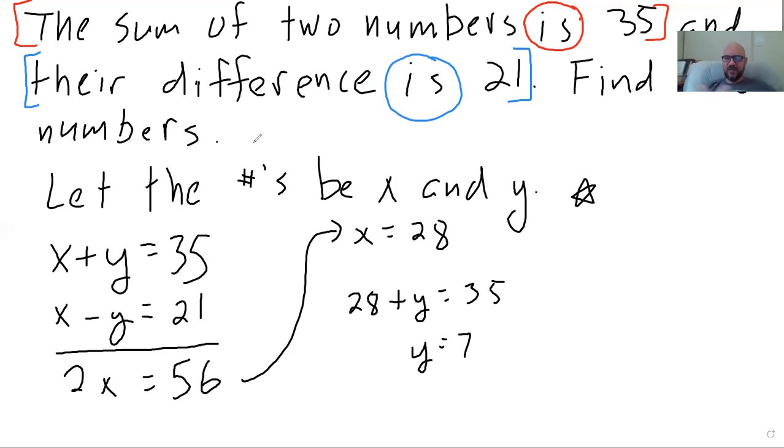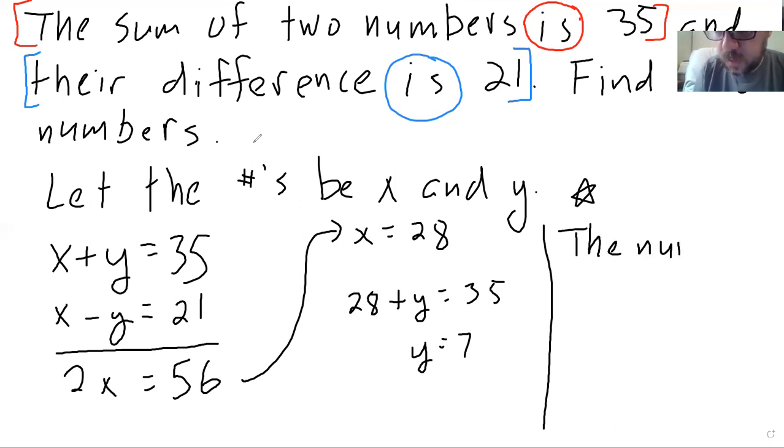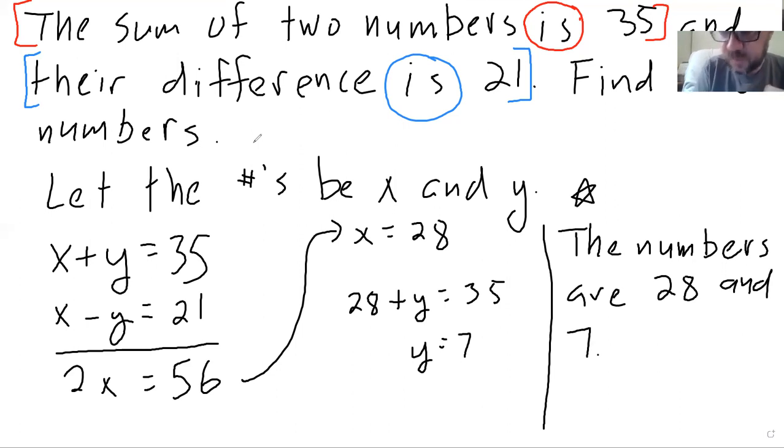You're not going to answer x equals 28 and y equals 7. You're going to say the numbers are 28 and 7, right? Pretend you're talking to somebody. So that's how I'm going to write my answer. The numbers are 28 and 7. That's my answer.